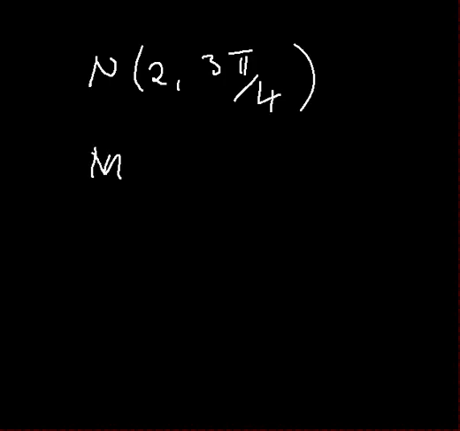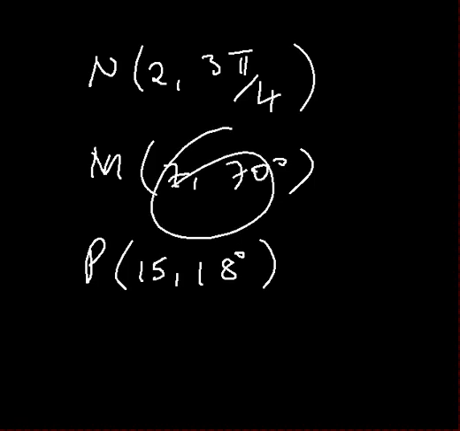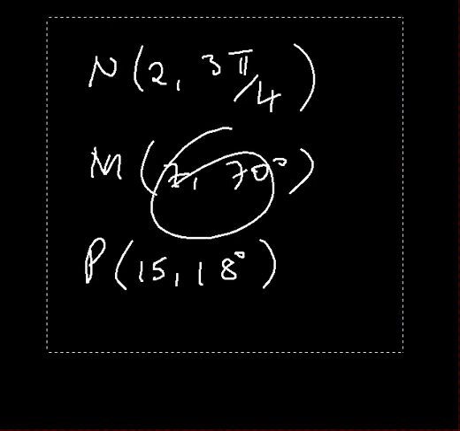And at your own time, try the following cases. Let's say we have a point N, which is given as 2, 3 pi over 4. Try this out. Let's say we have a point M, which is 7, 70 degrees. Let's say we have a point B, which is given as 15, 180 degrees. Better it should be 18 degrees rather. So try to express these in terms of the rectangular coordinate system.